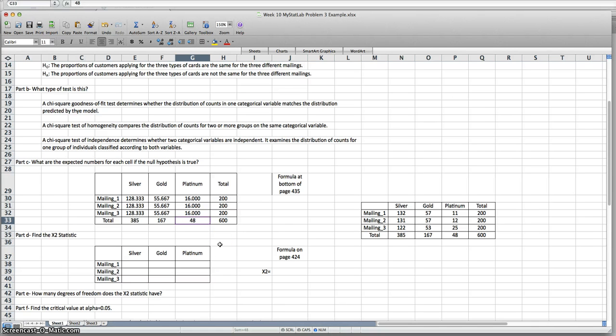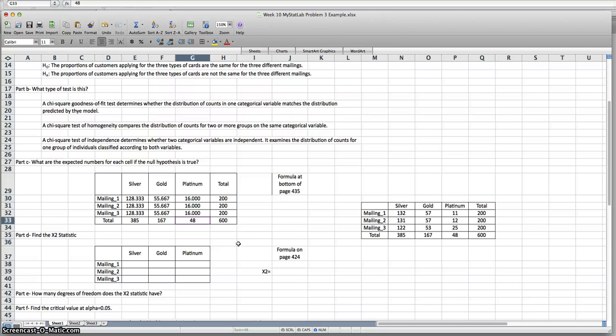There are our expected numbers for each one of these if our null hypothesis is true, and that's telling us that the customers applying for the 3 types of cards are the same for all 3 different mailings. So that gives us those exact totals that way. So that's part C. Let's move on to part D. What does part D want to know? It wants us to find the chi-square statistic.